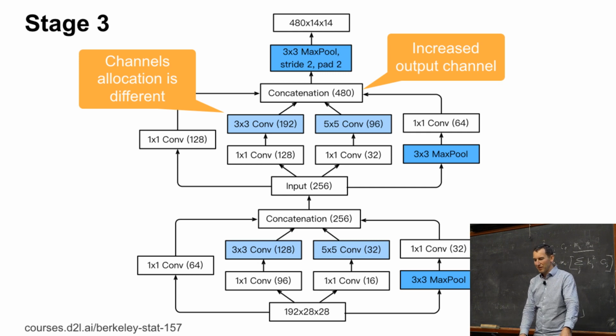Stage 3, a fair amount of stuff is already happening. And so the allocation is different between channels, even between the first and the second block. You can see for the first block you have 256 features and channels, and the second one you have 480, and only then do you actually go and reduce the resolution. So you start out with 28 by 28, then in the end you get 14 by 14.